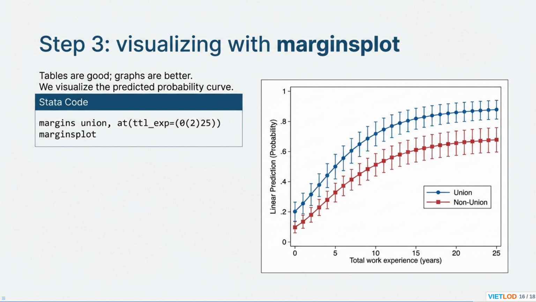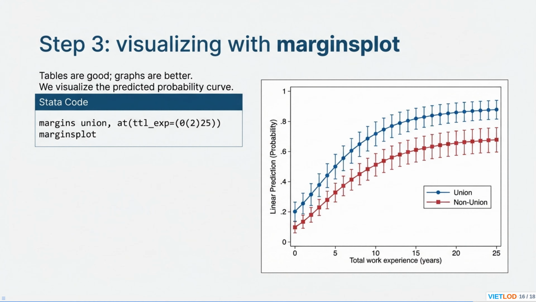While numerical tables provide precise data, graphs are often much more effective for conveying complex relationships and trends. This slide introduces marginsplot, a powerful Stata command that directly visualizes the results from your margins calculations. To generate this plot, we first run the margins command. Specifically, we've used margins union, at(ttlexp=0(2)25) to calculate the predicted probabilities for both union and non-union workers across a range of total work experience, from 0 to 25 years, in 2-year increments. Simply following this with marginsplot then produces the graph you see here.